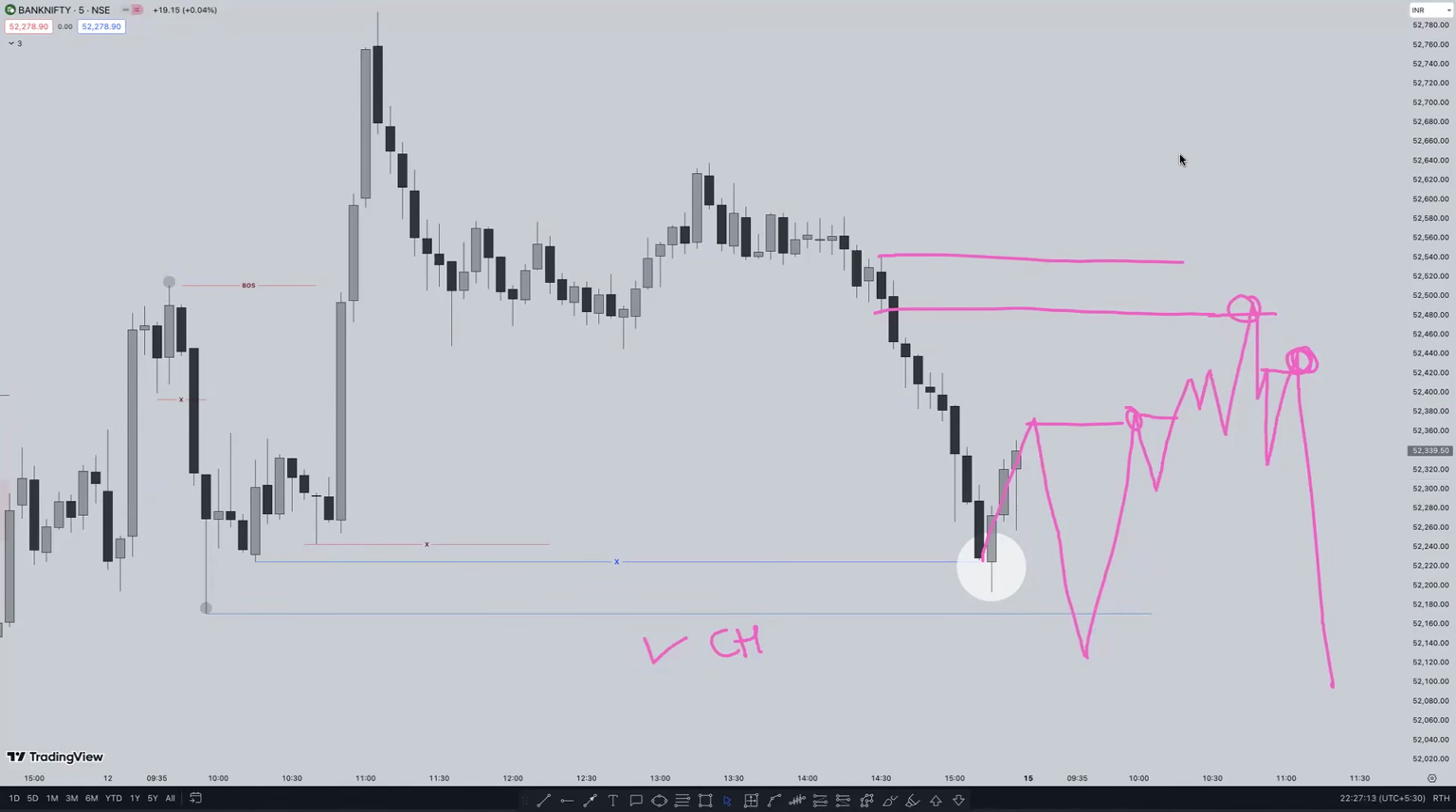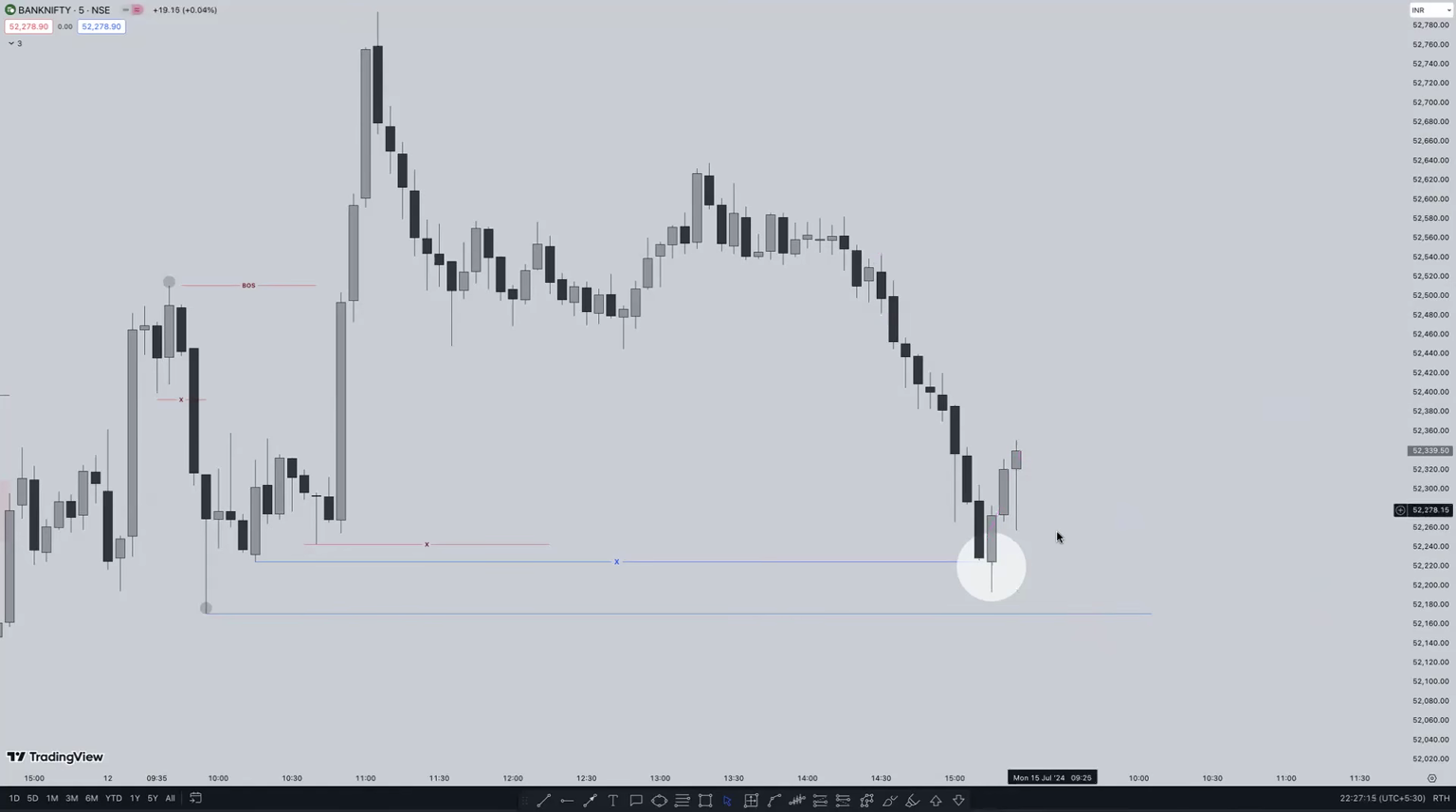First, I showed you the buy setup here. And later, if market changes, in that case, I will show you.